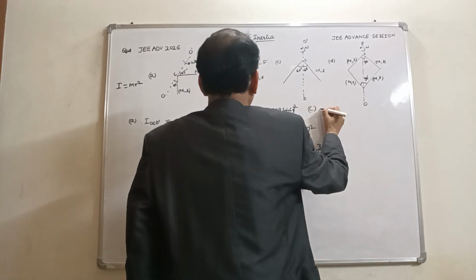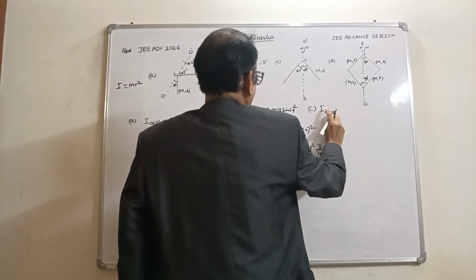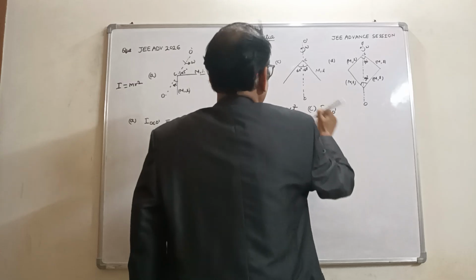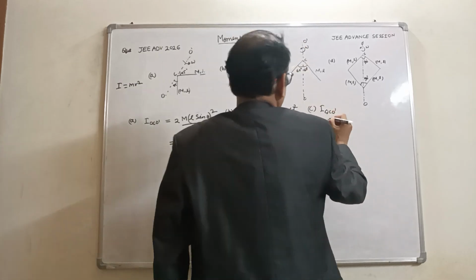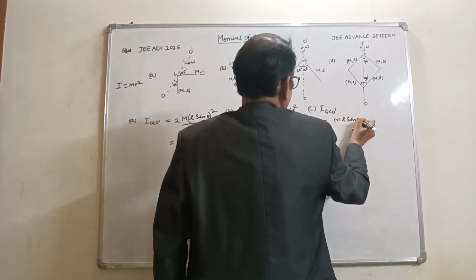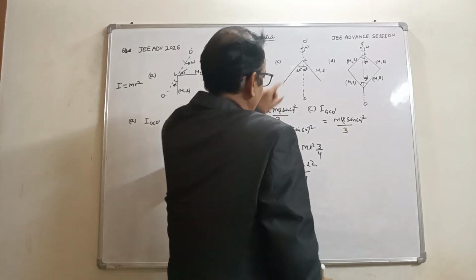So for the C condition, the moment of inertia I about OO dash would be m (L sin 60) whole square by 3, plus ml square by 3.